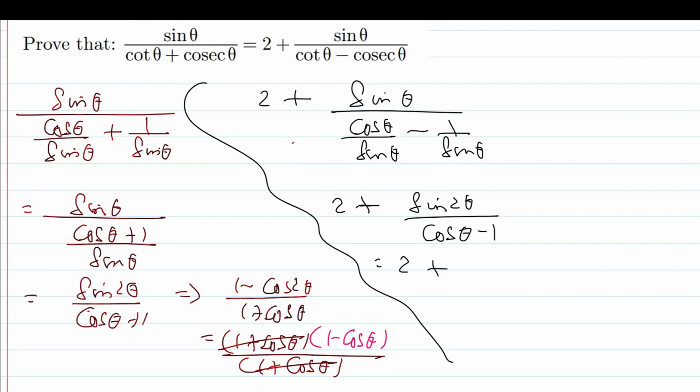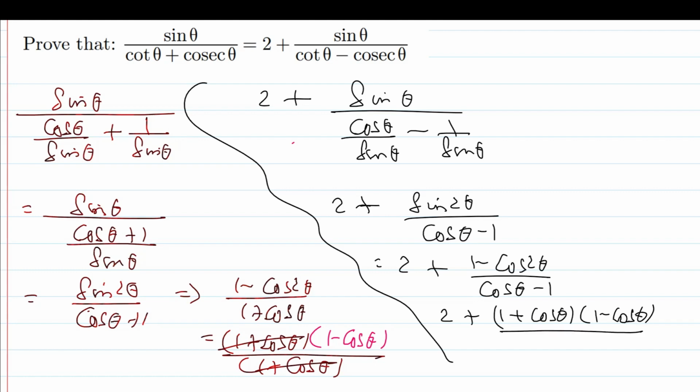2 plus, and I can write sin square as what? 1 minus cos square theta, as we did in the previous part, divided by cos theta minus 1. So this is 2, and this 1 minus cos square theta can be written as 1 plus cos theta multiplied by 1 minus cos theta. And below is what? This is cos theta minus 1. Check here, this is 1 minus cos theta, and this is cos theta minus 1. We cannot cancel them.